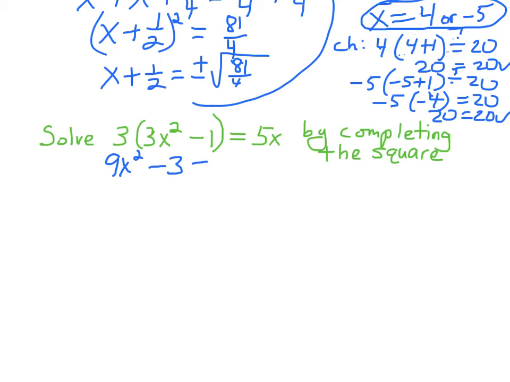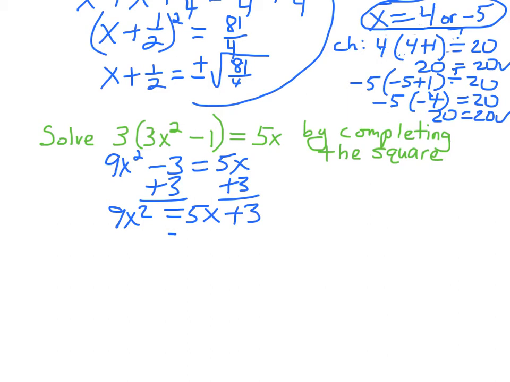Minus 3 equals 5x. So I don't want to try to move things around until I get rid of the parentheses. So I'm going to add 3 to both sides, get that over there, and I'll get 9x squared equals 5x plus 3. Get the 5x over here. And I've got 9x squared minus 5x equals 3.